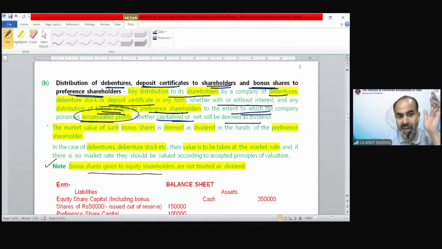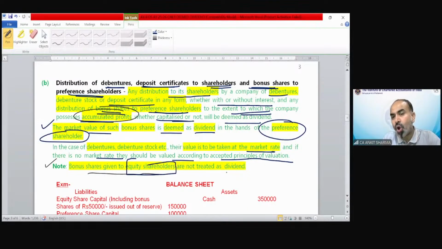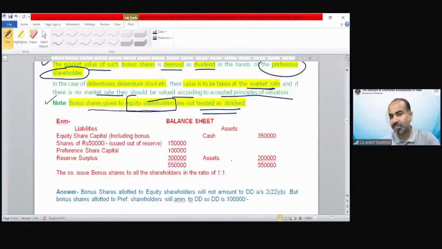The clarification is very important. The market value of such bonus share is deemed as dividend in the hands of only preference shareholder. In the case of debenture stock, etc., their value has to be taken at the market rate. And if there is no market rate, they should be valued according to accepted principle of valuation. The value must have been given in the question. Bonus share given to equity shareholder are not treated as deemed dividend. You can see this example.